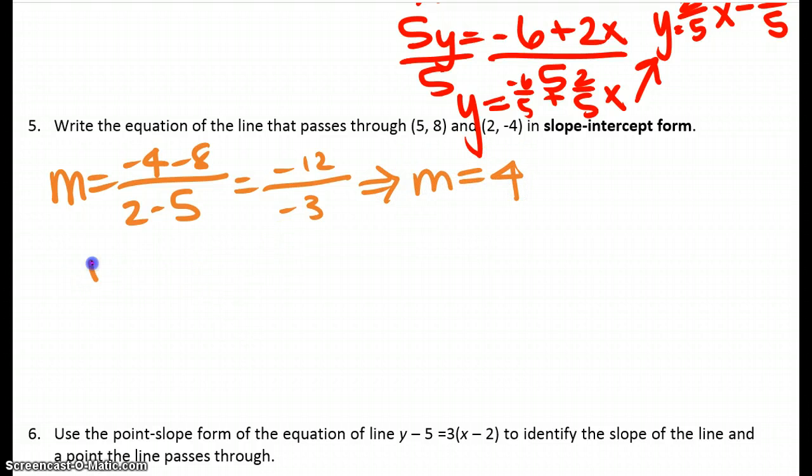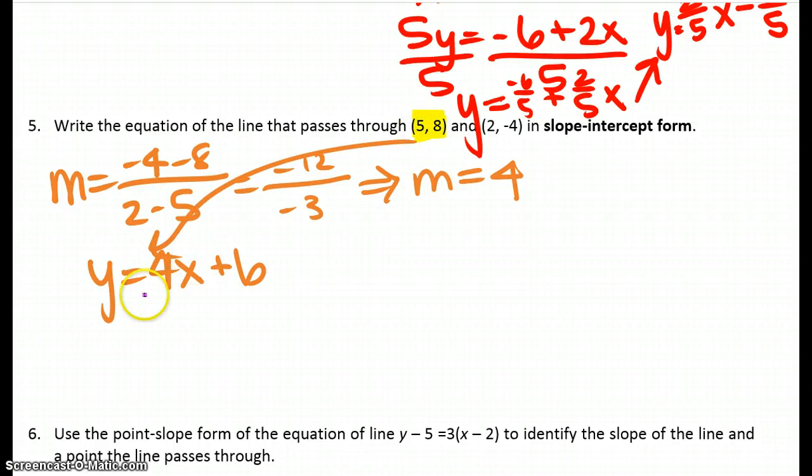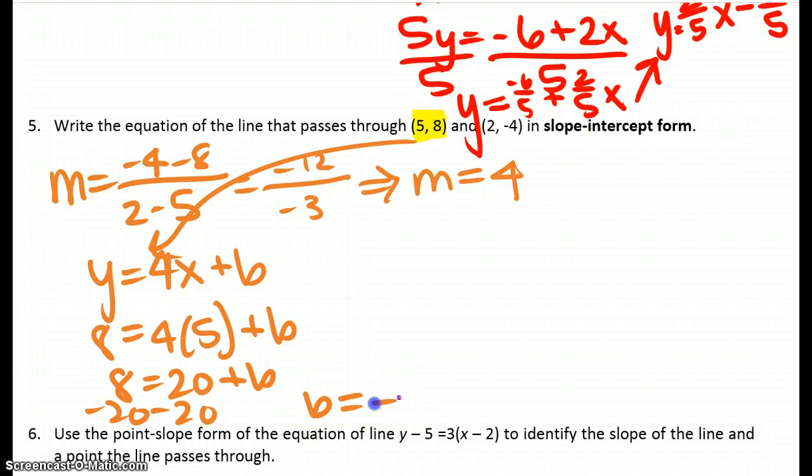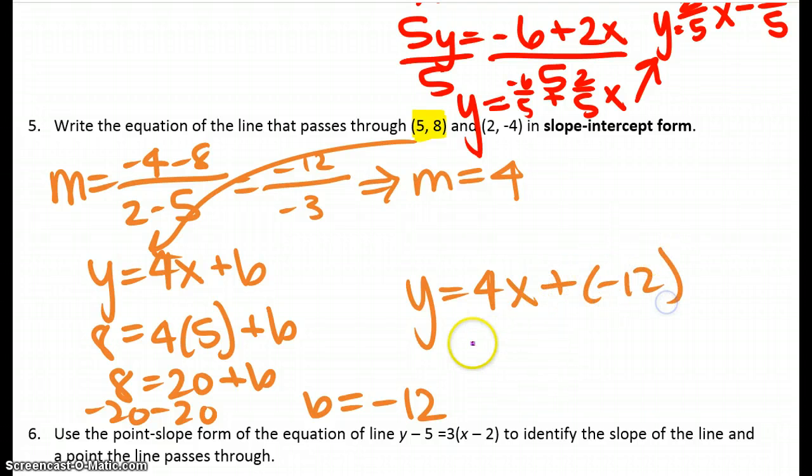Okay, now I have y equals 4x plus b. And I'm going to pick the point 5, 8 because it doesn't have any negatives to plug into my equation over here. So I have 8 equals 4 times 5 plus b. 8 equals 20 plus b. Subtract 20 from both sides. And b is equal to negative 12. So my final equation here is y equals 4x plus a negative 12, which simplifies to y equals 4x minus 12.